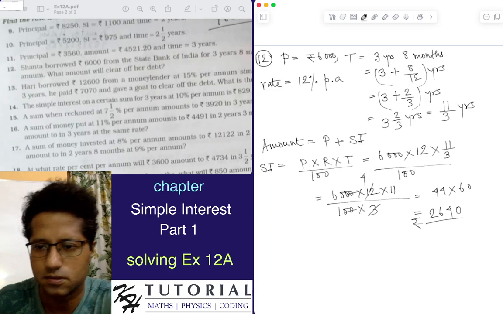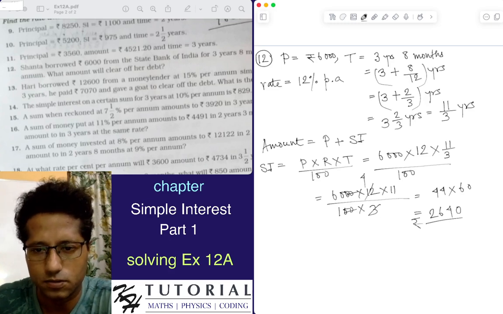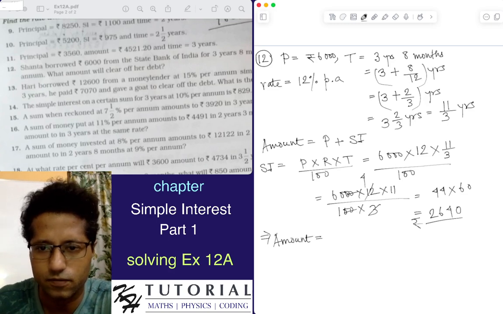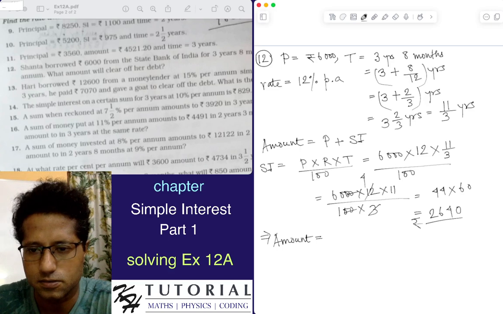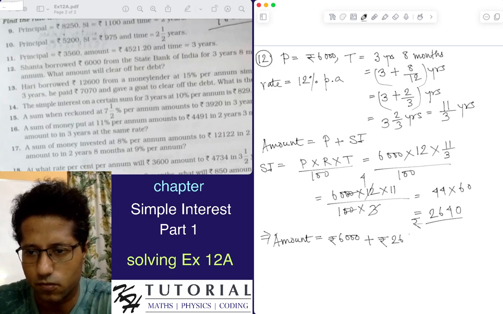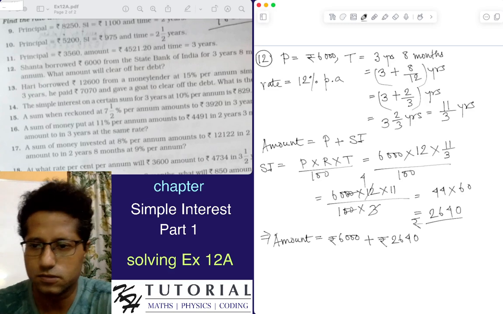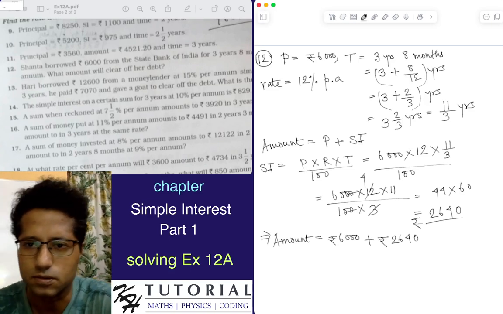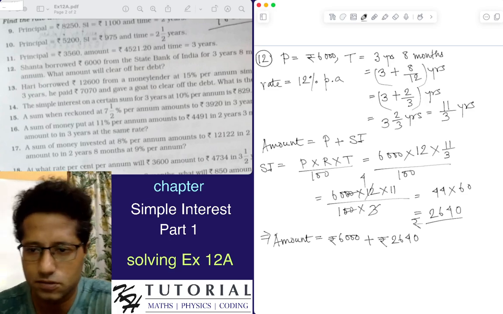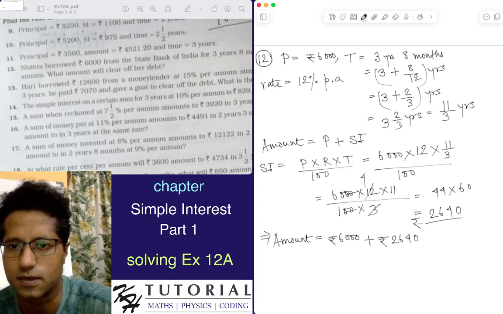Obviously this is rupees. Now therefore this implies amount will be equal to P. P is 6,000 plus the interest, simple interest, which is 2640. Now 2640 seems to be a large amount. 3 years 8 months, interest is 2640. Let me check once again.